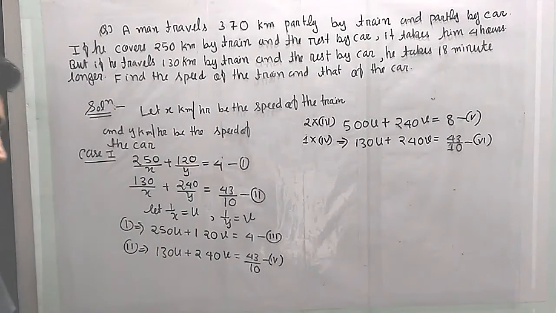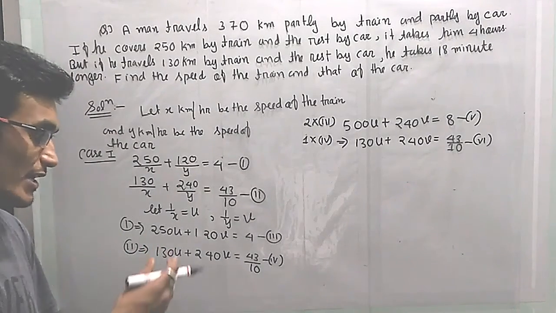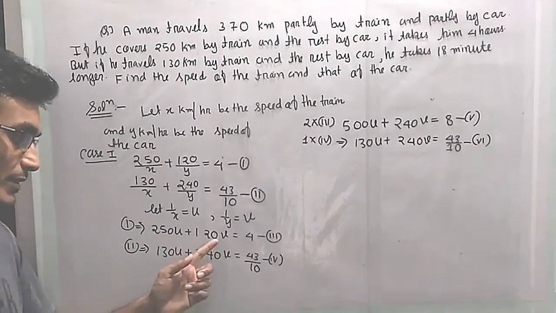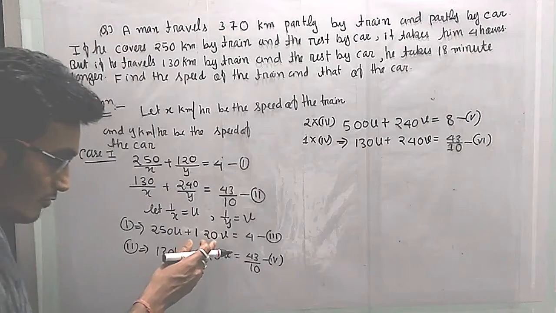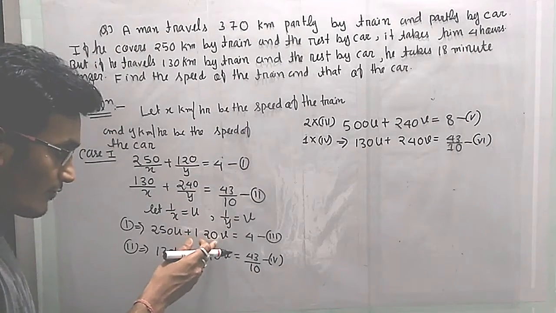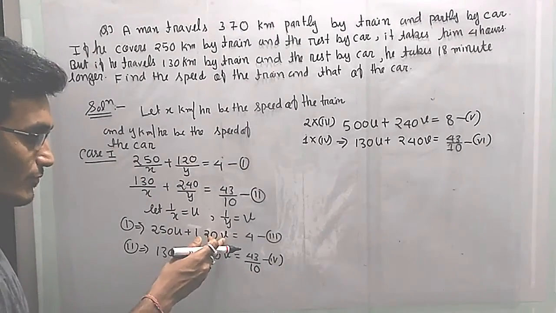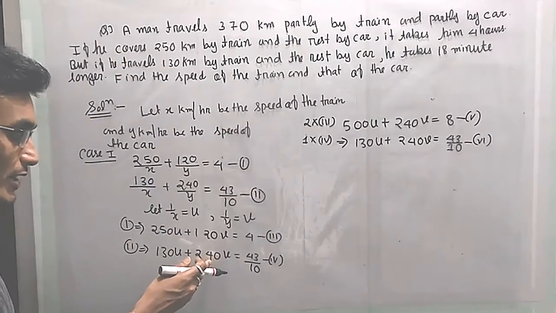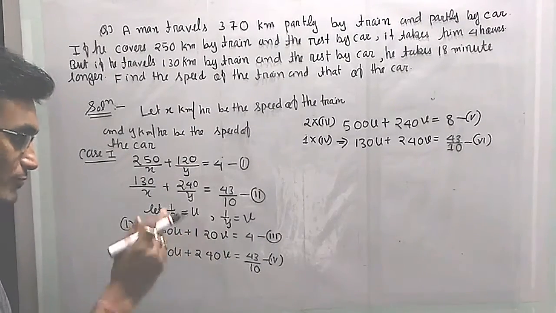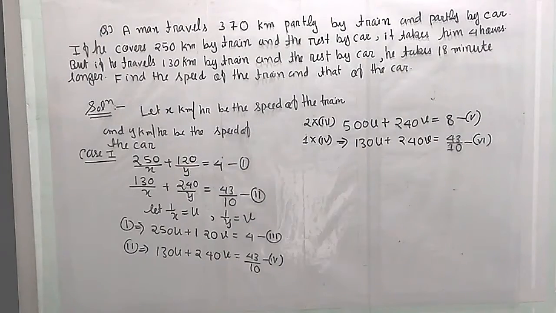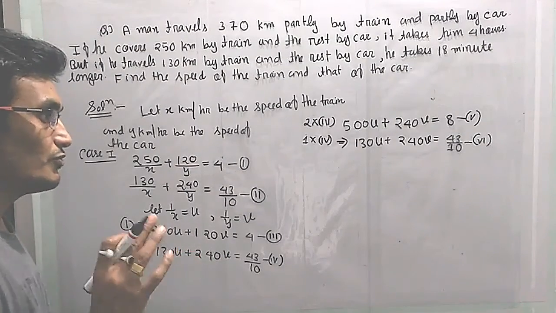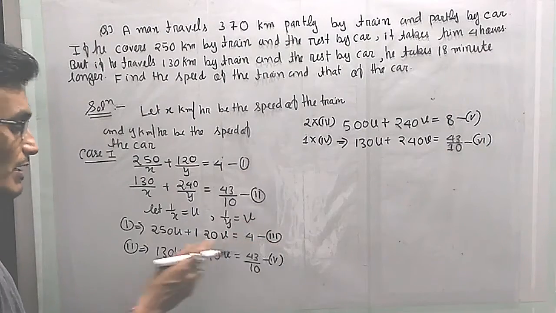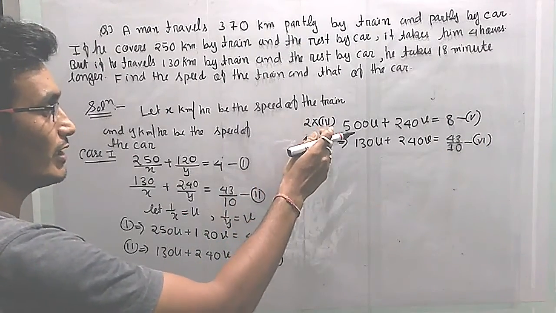So in the elimination method, I have already explained, you can eliminate either u or v, it's your choice. Suppose you want to eliminate v, just go through the coefficient of v. In equation 3, the coefficient of v is 120. In equation 4, the coefficient of v is 240. So for 120 and 240, first of all you should find the LCM. 240 is the LCM. That means equation 3 we should multiply by 2. So 2 into equation 3.